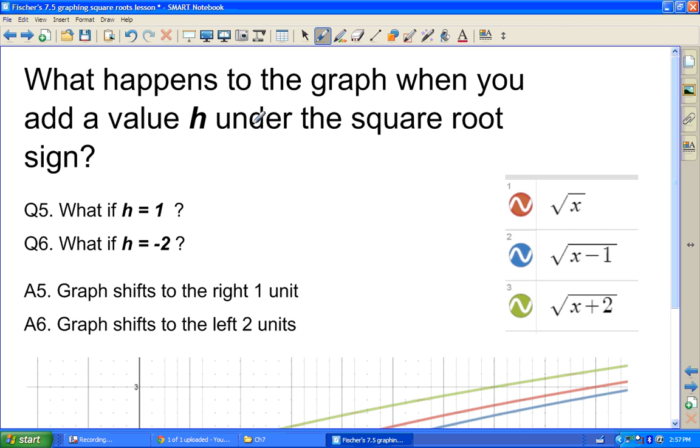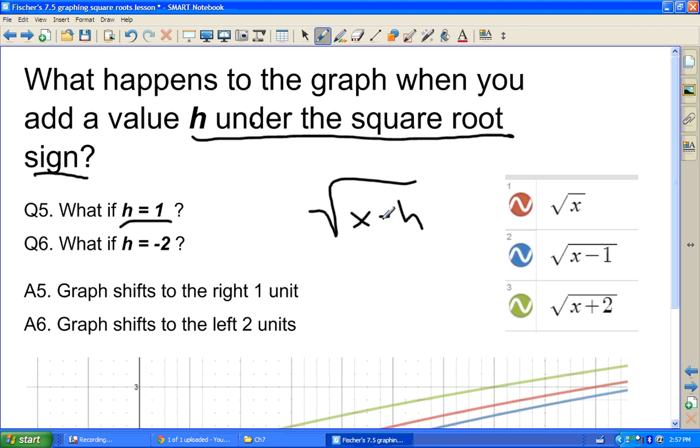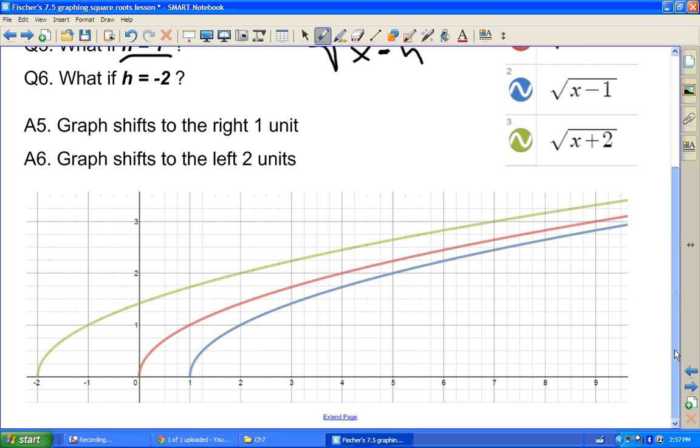The other shift we're going to look at is h. What if I put something underneath the square root sign? If I put a 1 under there, notice if this is a -1, I'm looking for what I call x minus h. The minus is built into the formula, so if x minus 1, h is a +1. It expects a minus there. Notice what the blue one does compared to our base function in red. The -1 shifted it over this way 1 whole unit. So the curve is the same shape, but it shifted the origin over 1 unit.